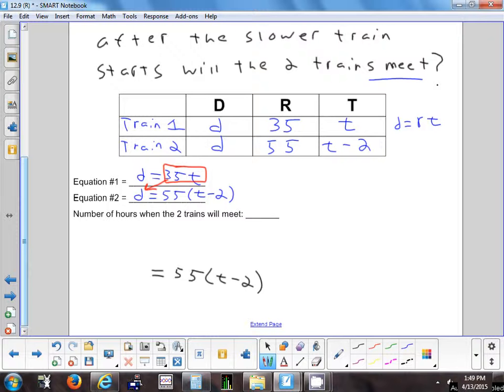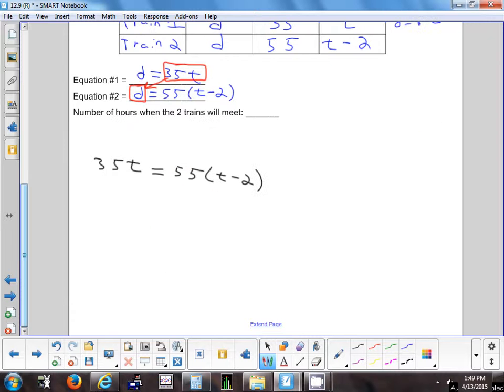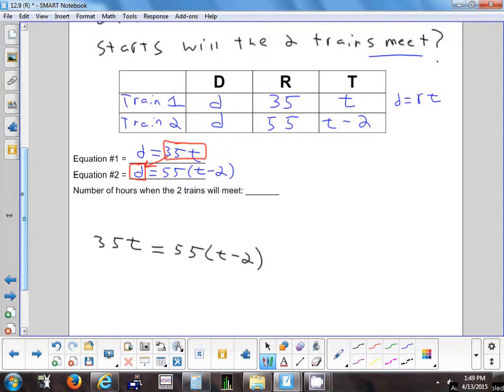Now, on the left-hand side, what are you changing? D. 35 what? 35T. Okay. Guys, that one's a little bit strange because D was by itself in both of them, so you're just plugging them into each other. Okay, Isaiah, what did you say the next thing was to do here? Distribute. So we got 55 times T. How do we write that? 55T. Minus 110. Good.